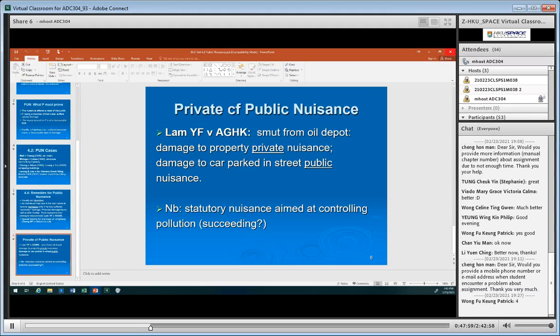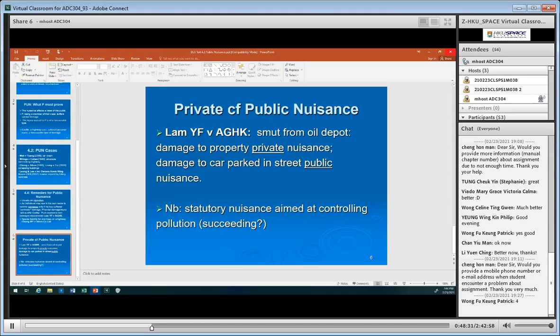But if you parked your car in a street and that's damaged by some emission from a factory, then your claim would be in public nuisance, particularly if your car has been damaged. You would be in a class of persons, namely persons who park their cars on a highway, and you would have suffered special damage if your car was injured, so you could sue in public nuisance. You would not have to have a legal interest in the land.